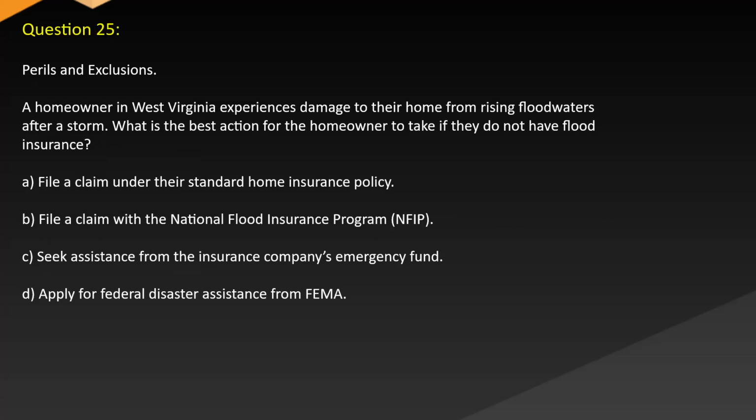A homeowner in West Virginia experiences damage to their home from rising floodwaters after a storm. What is the best action for the homeowner to take if they do not have flood insurance? A. File a claim under their standard home insurance policy. B. File a claim with the National Flood Insurance Program (NFIP). C. Seek assistance from the insurance company's emergency fund. D. Apply for federal disaster assistance from FEMA.